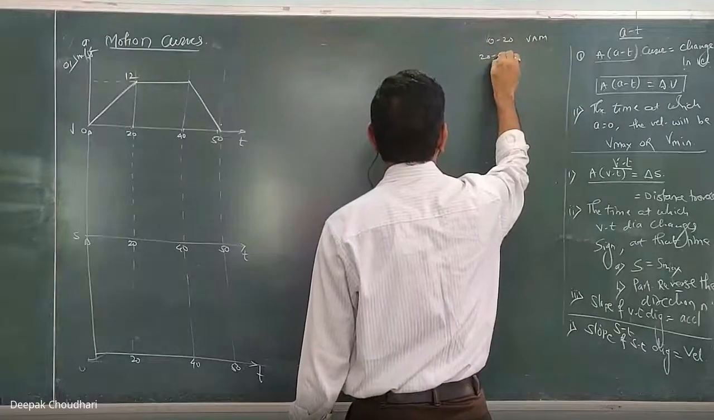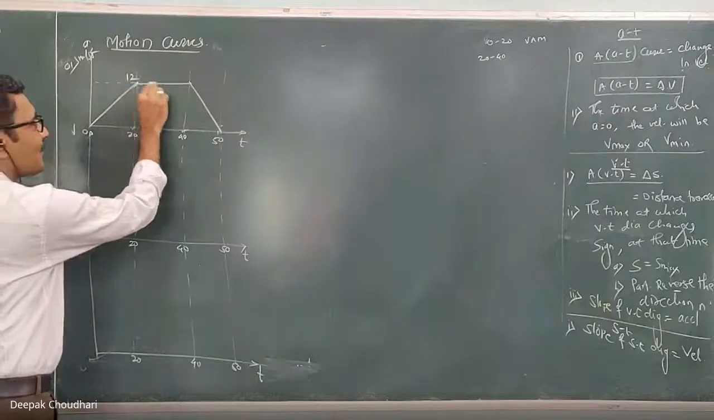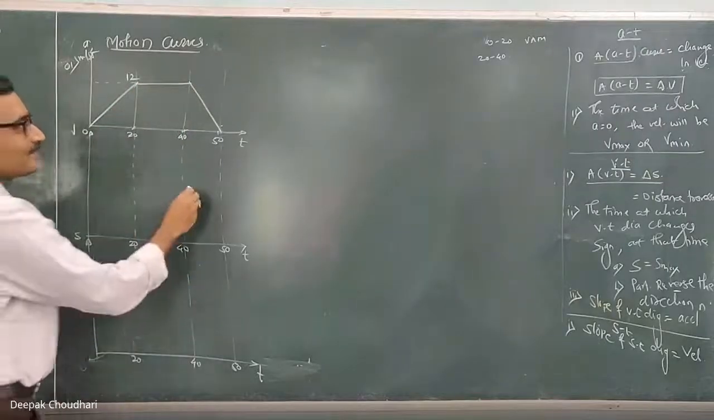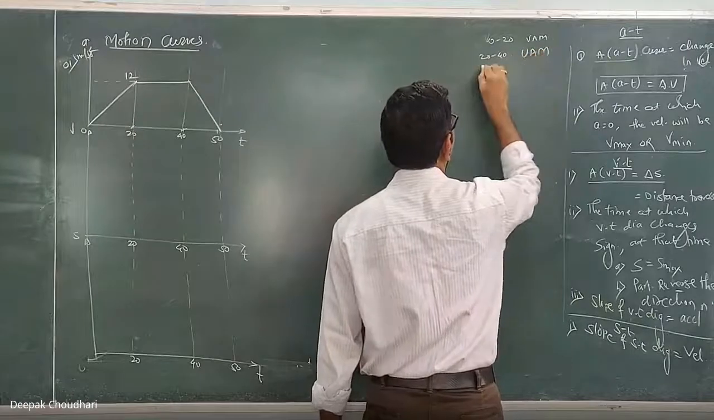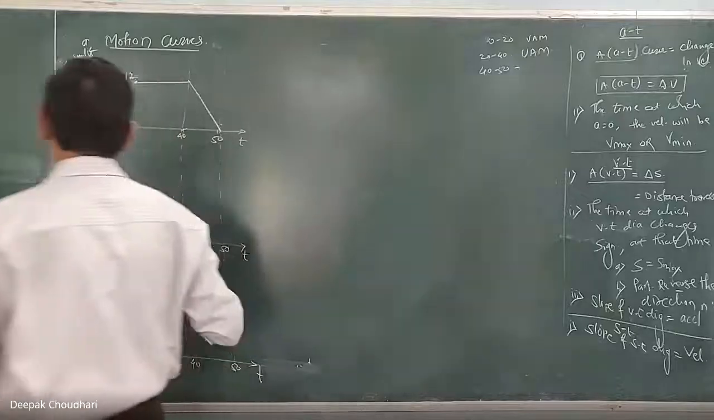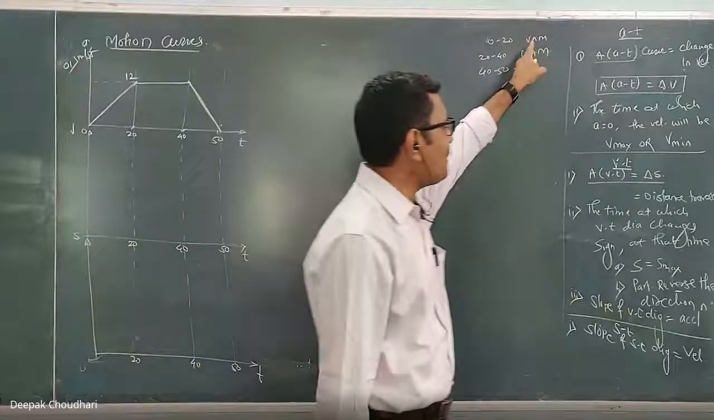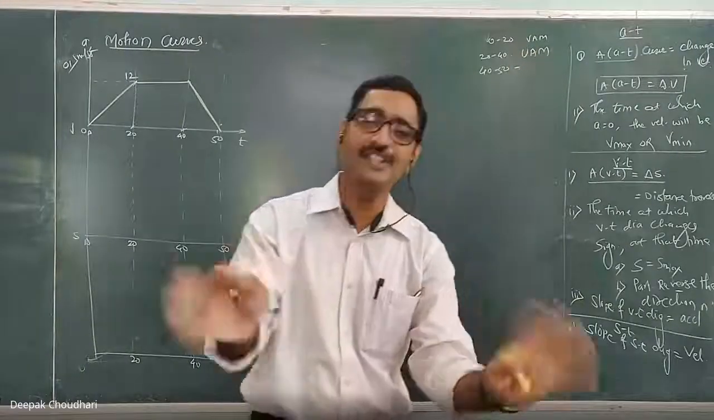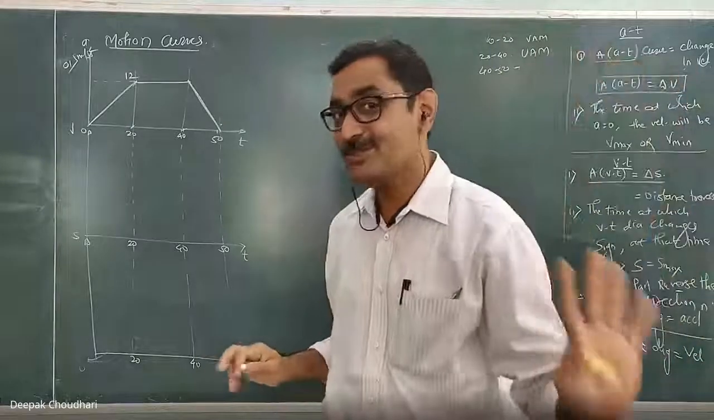And from 20 to 40, uniform acceleration motion. Yes, from 20 to 40 it is a uniform acceleration motion. And from 40 to 50, deceleration. What type of motion is it? Deceleration, meaning acceleration is negative. Sorry, I made a mistake. Extremely sorry.